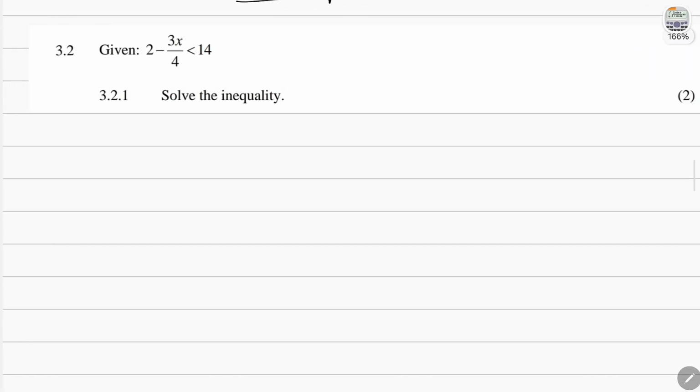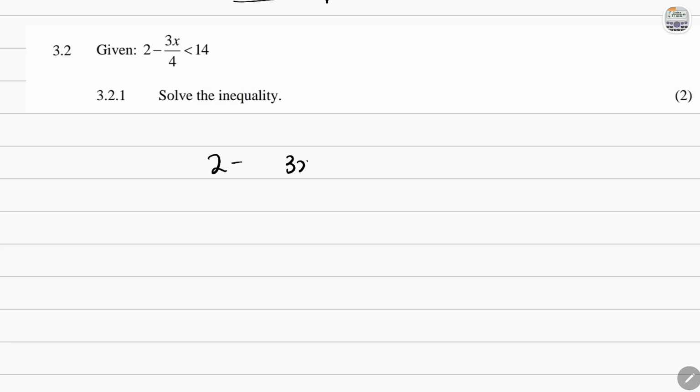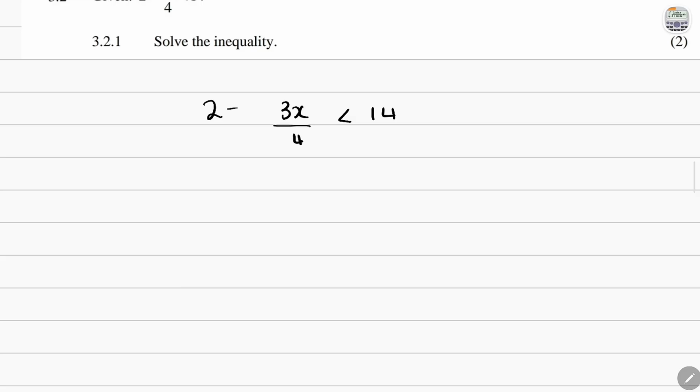The next question, we have to solve for this inequality. So we have 2 minus 3x over 4 is less than 14. Okay, so how do we get to the x? How do we solve for x? Well, we need to get rid of the 2 first. Not really this, the 2 first. So that goes over to become a negative 2. So we still have minus, and then 3x over 4, and 14, and becomes a minus 2, so that gives us 12.